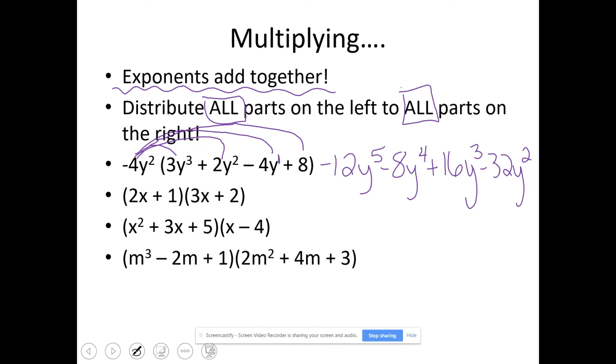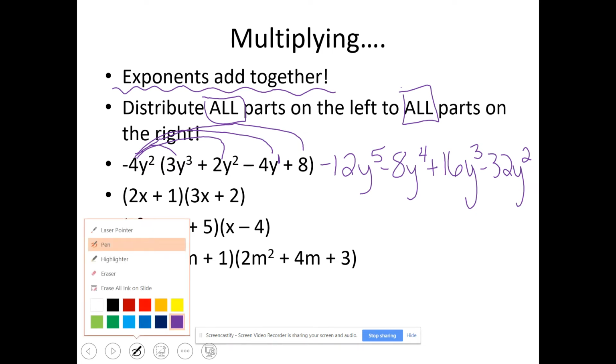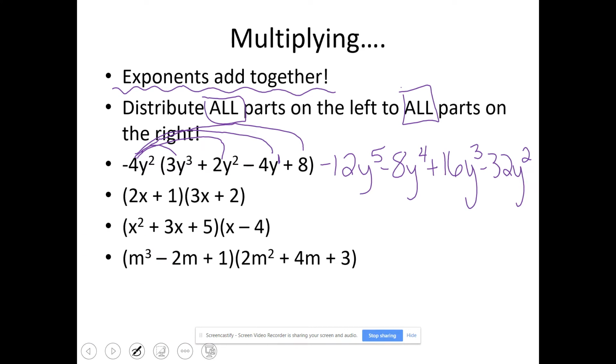We double check our exponents that our answer is in standard form. I go from 5 to 4 to 3 to 2. This is a fifth degree polynomial, and our leading coefficient is negative 12.